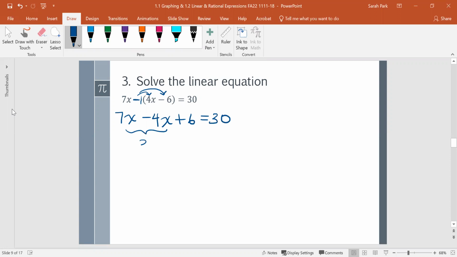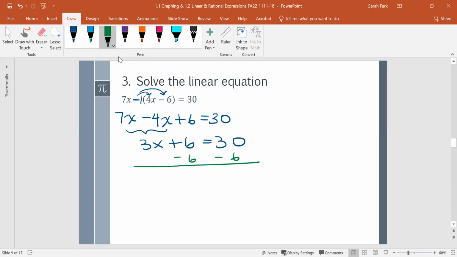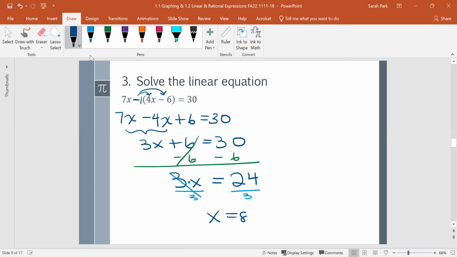7x minus 4x is 3x plus 6, and that equals 30. Then we take away the 6 on both sides of the equation, because that helps us cancel the 6. Then we have 3x equals 30 minus 6, which is 24. The last step, you always want to divide by 3, because it's 3 times x. We read it as 3x, but it's 3 times x. The way we cancel multiplying by 3 is to divide by 3. And so we get x is equal to 8.